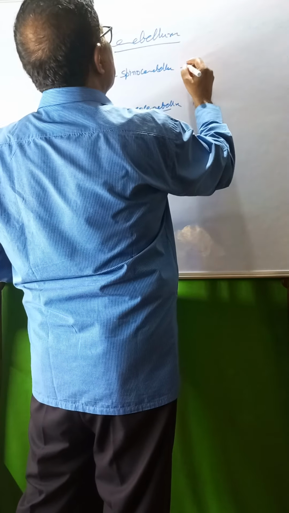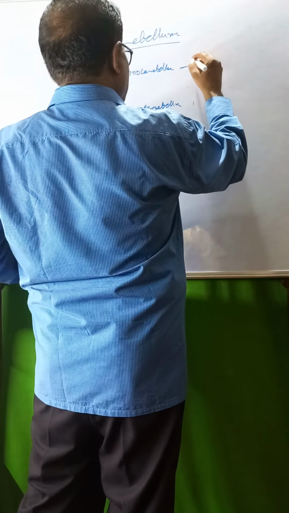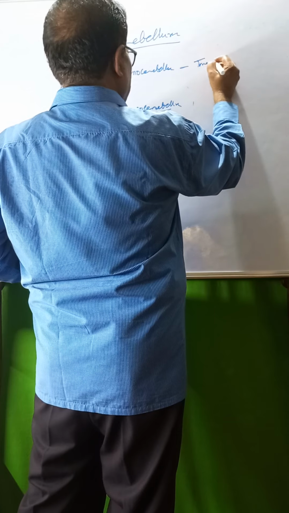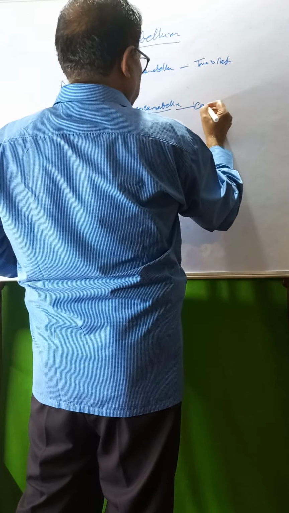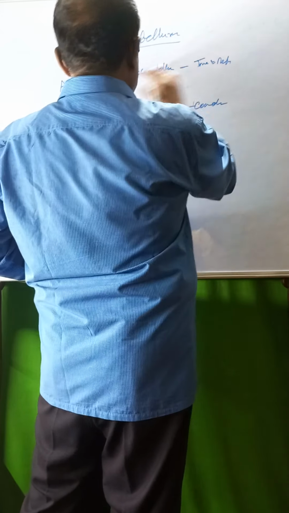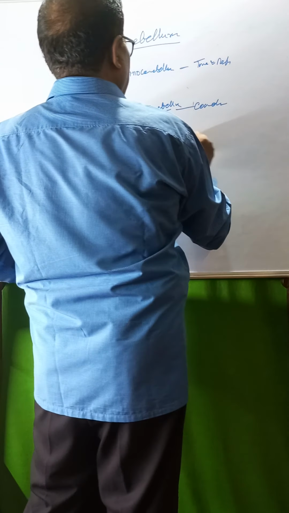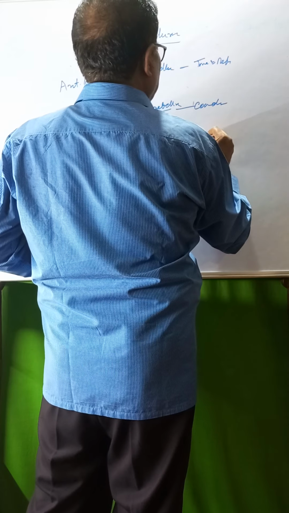The anterior lobe is concerned with tone and reflexes. The posterior lobe is for coordination. And the flocculonodular lobe is for balance and posture.